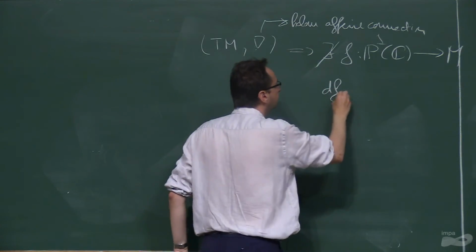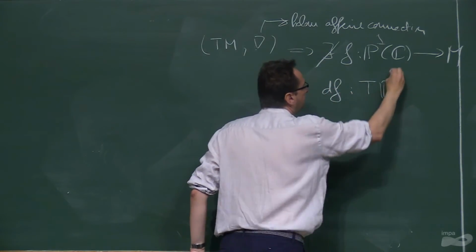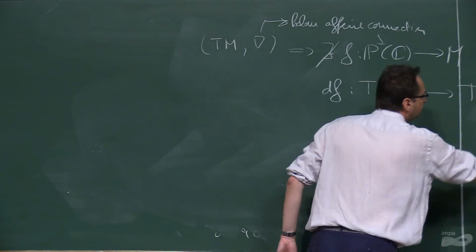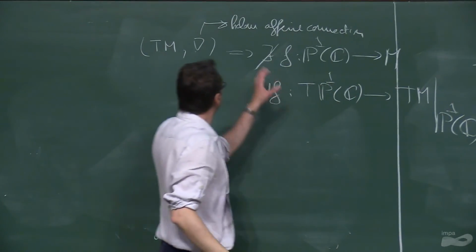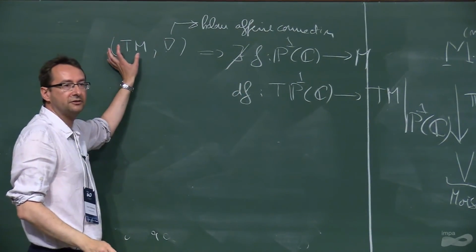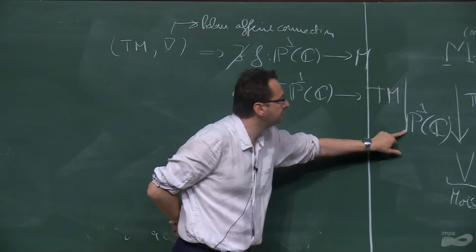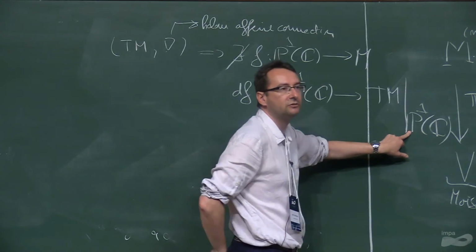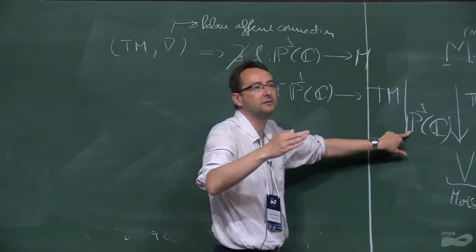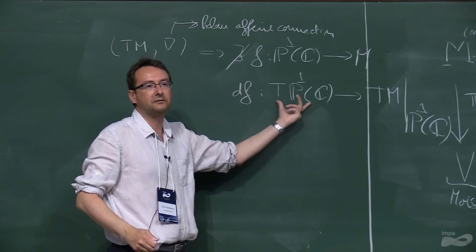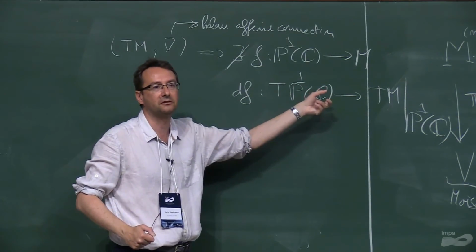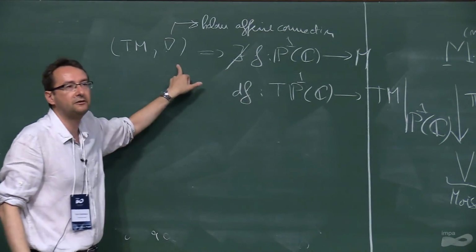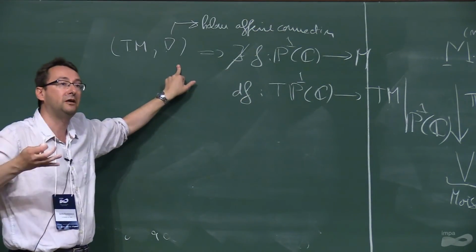You take the differential going from the tangent space of the projective space to the tangent space of M restricted to P1 of C. But if you have a holomorphic connection on the tangent space, in restriction to P1 of C, it will be flat. So the tangent space of M in restriction to P1 of C is a trivial vector bundle. And this one is positive. So you don't have a non-trivial morphism here. And if you don't have rational curves in a Moishezon manifold, your Moishezon manifold must be algebraic.